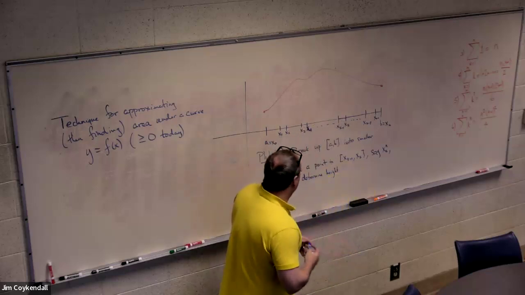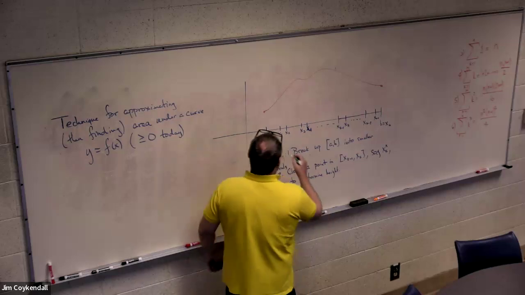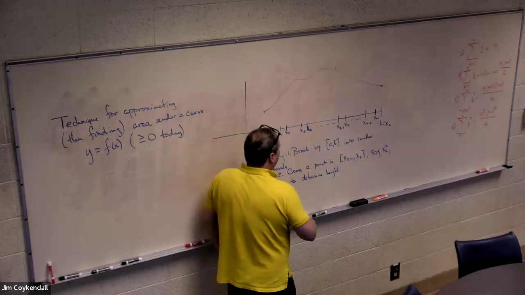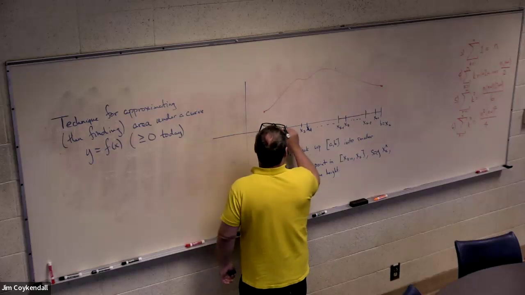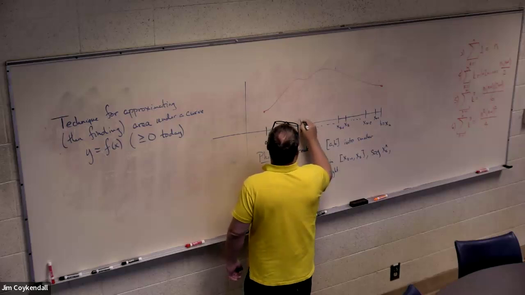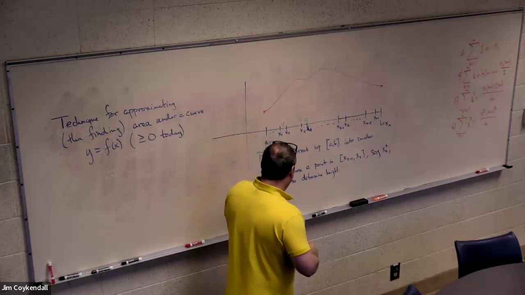This point could be anywhere inside of it. So, for example, I'm going to choose this to be x1 star. I'm going to choose this to be x2 star. I'll choose this to be x3 star, x4 star. And what do I mean by choosing the determined height?